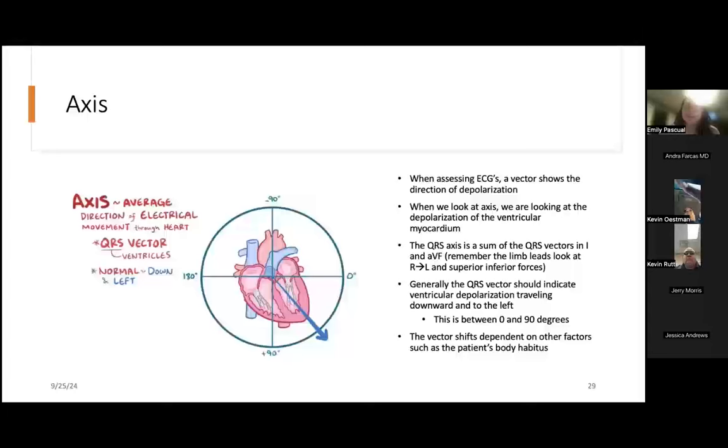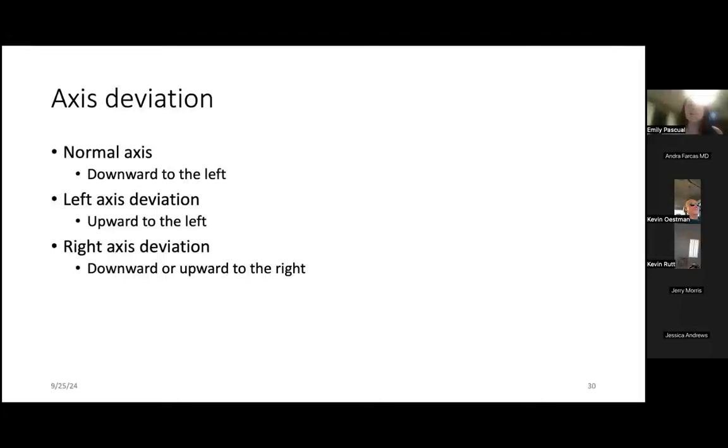The QRS axis overall, so when you read EKGs, if you see things like left axis deviation, right axis deviation, this is the sum of the QRS vectors in 1 and AVF, because remember the limb leads look at right to left and superior to inferior forces. Generally, the QRS vector should indicate that the ventricular depolarization is traveling down and to the left. And that's between 0 to 90 degrees. This vector may change depending on other factors. Even things like the patient's body habitus can change the axis.